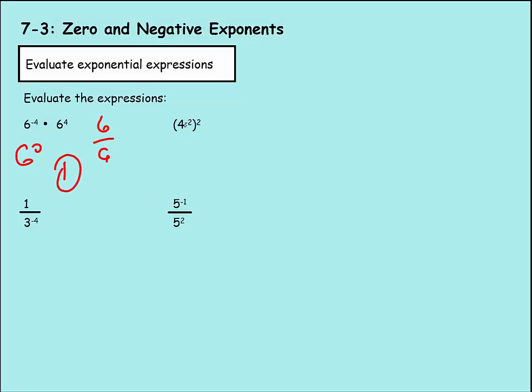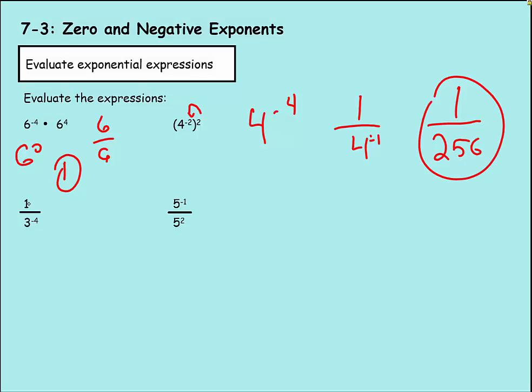Now we have 4 to the negative second, to the second. Remember, this is the power to a power property. We'd multiply this times the negative second. So that would give us 4 to the negative 4th. So we'd write this as the reciprocal, 1 over 4 to the positive 4. 4 to the 4th power is 256, 4 times 4 times 4 times 4. So we have 1 over 256 as our answer. Now we have 1 over 3 to the negative 4th power.